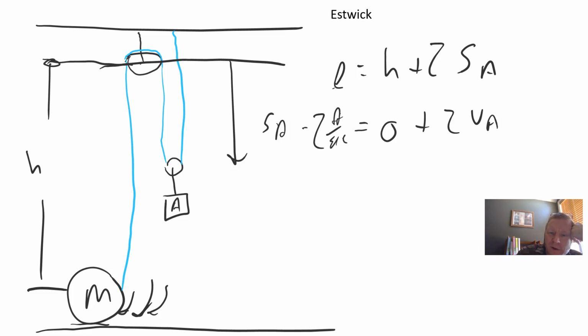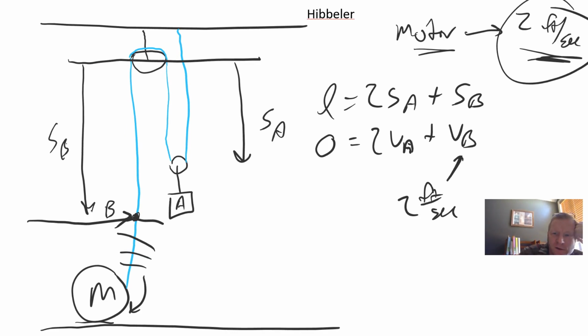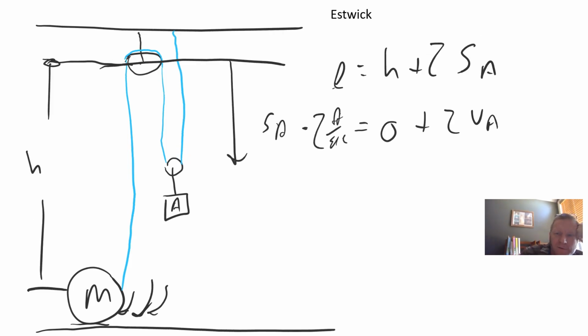Actually, I did this wrong. This would be minus 2 feet per second here, because the length is getting shorter, which makes sense because over here, his 2 feet per second is on the right-hand side of the equation. Mine's on the left, and so it does need to be minus to be accurate. So anyway, don't get hung up on that.